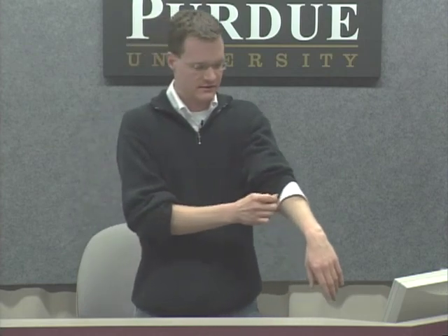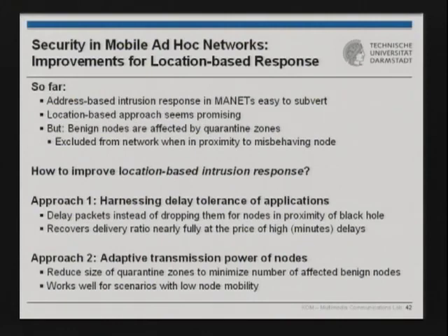What we found is that we can recover the functionality of the network subject to the loss caused by black holes nearly completely, so we can have some goodput in the network of near 100% if we are willing to take transmission delays that, for the scenario that I just showed you, may reach up to several minutes.